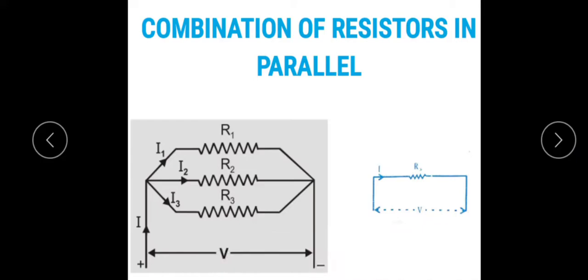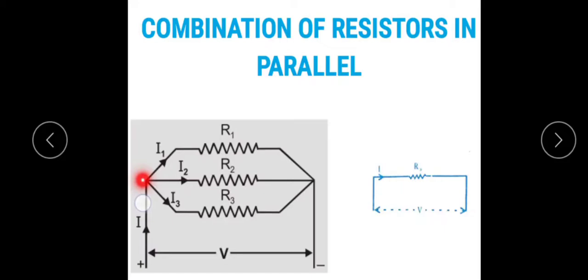The next concept is the combination of resistors in parallel. Here the resistors are said to be connected in parallel when they are connected between two common points. See, there are three resistors. Let us consider three resistors R1, R2, R3, which are connected to only two common points.